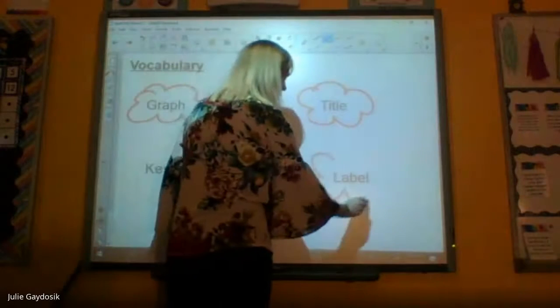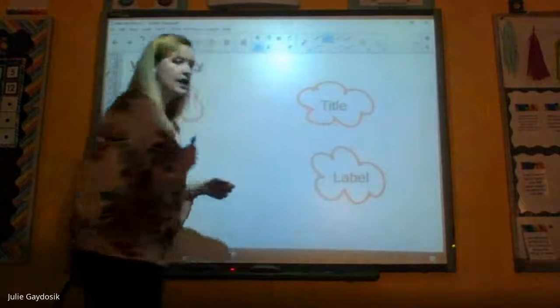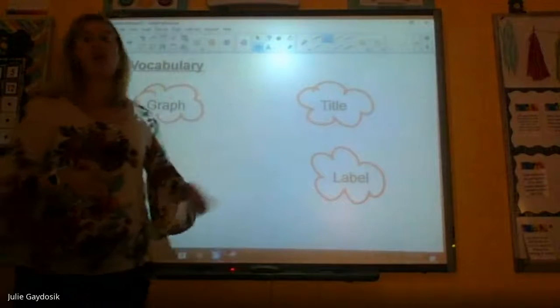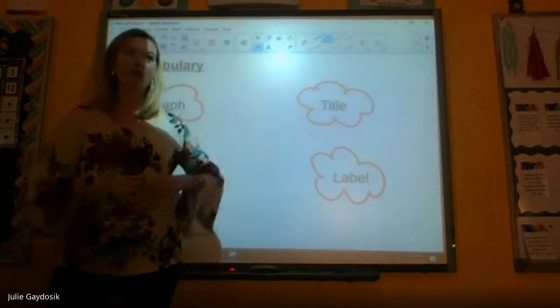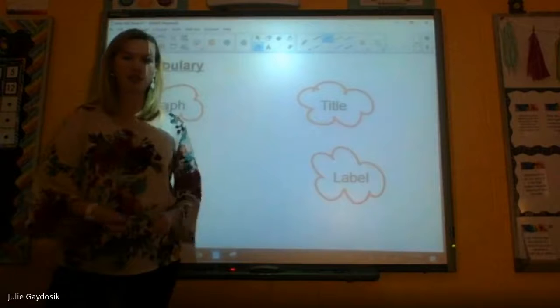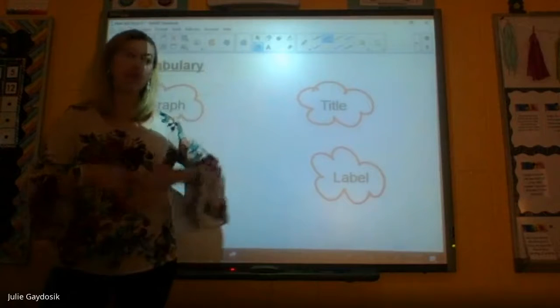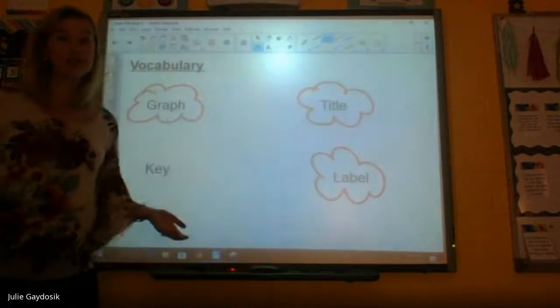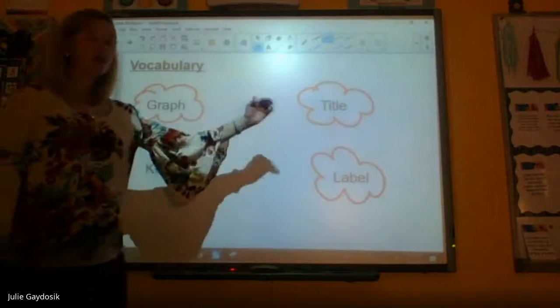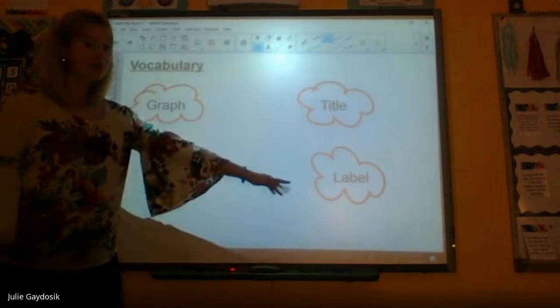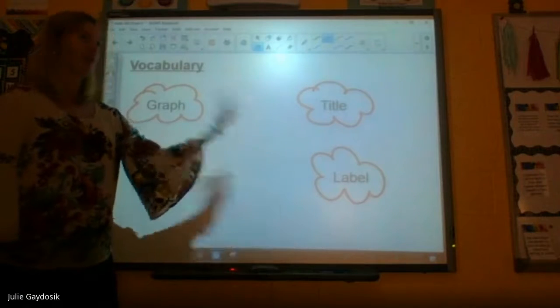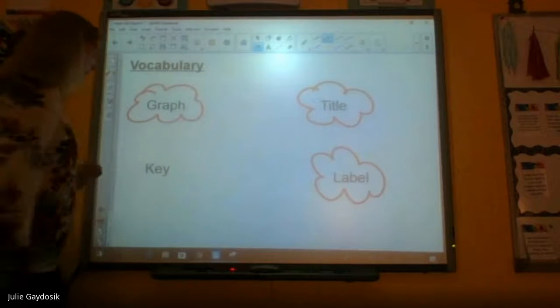What's a label? A label is the category. So things we've talked about before, like the favorite fruits people liked, or the favorite lunch, or the favorite field trip, or things of that nature. The favorite holiday, the favorite season. So those are the labels. It would be the number of votes as well as the label of the season. So both of those can be labels.